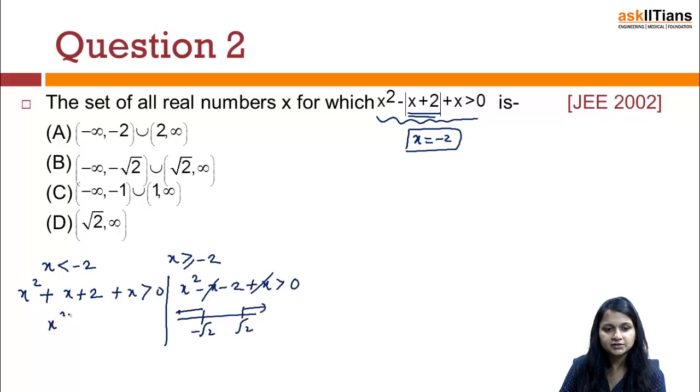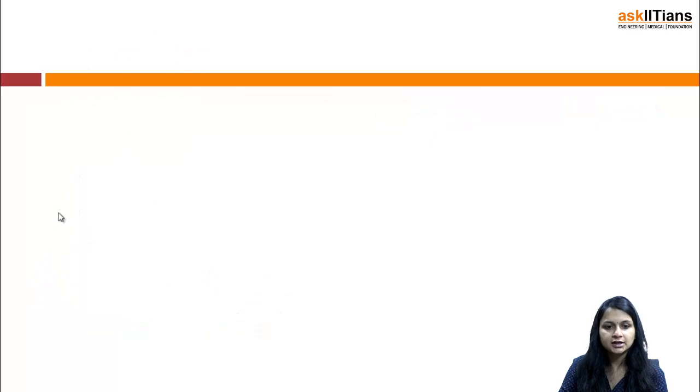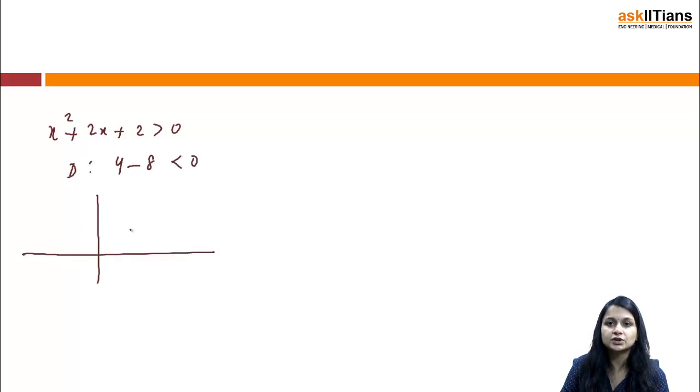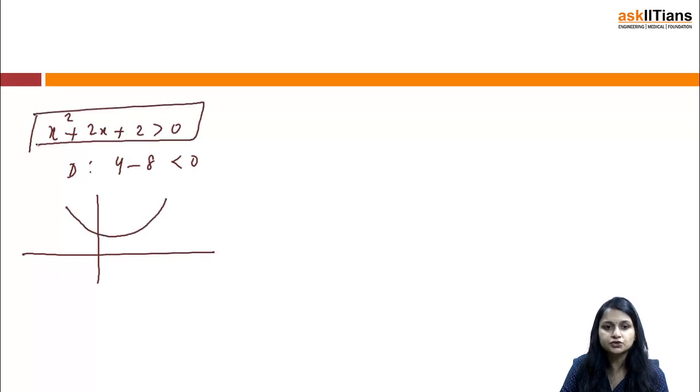And here, x square plus 2x plus 2 greater than 0. Very interesting, so let's see how we can analyze this. We have x square plus 2x plus 2 greater than 0. We cannot find its roots by factorization, so let's check its discriminant: 4 minus 8, which is less than 0. The discriminant is less than 0 and the coefficient of x square is positive, so it is always positive. That means this holds true for all real numbers.